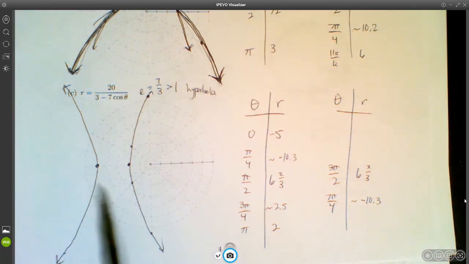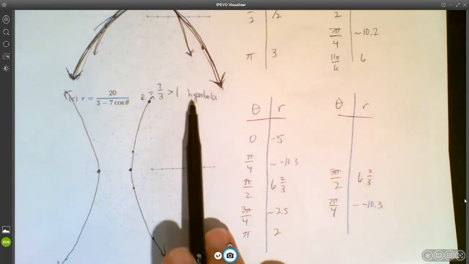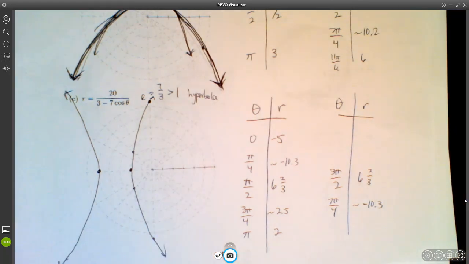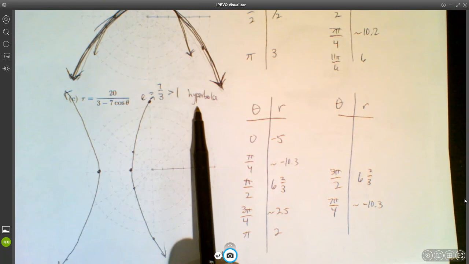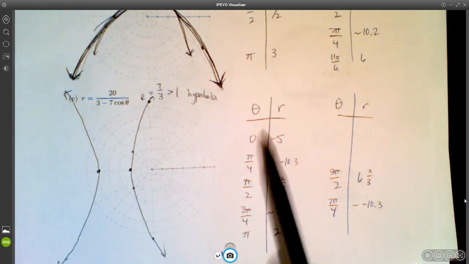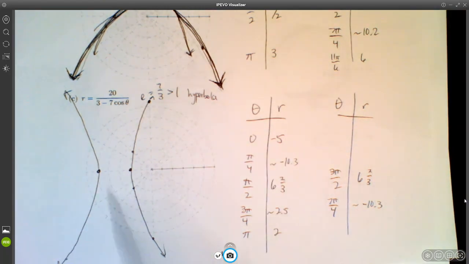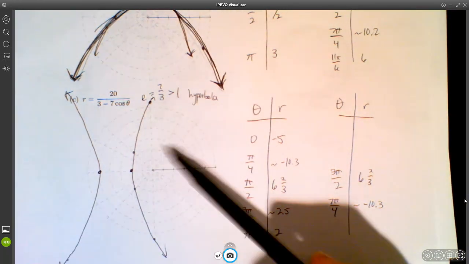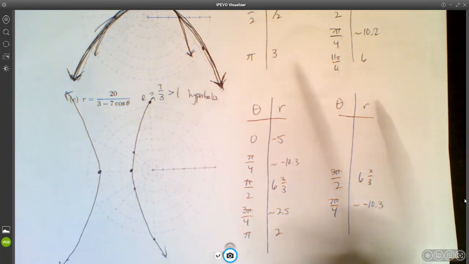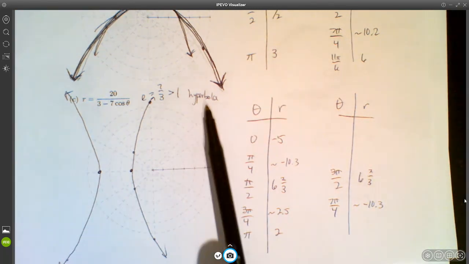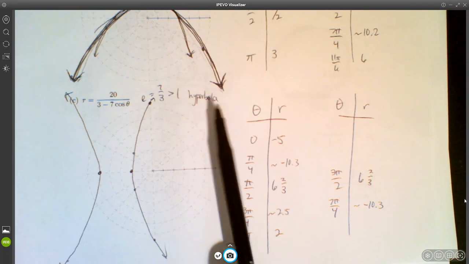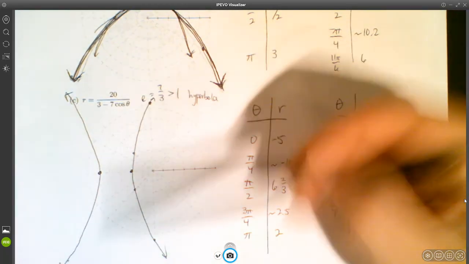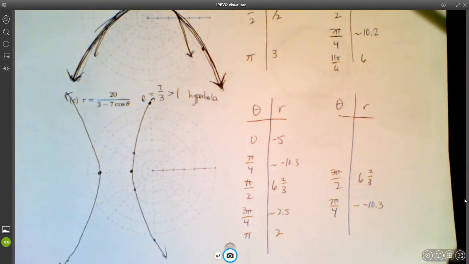This one especially goes to show you why it's useful to know what kind of conic section you're looking at before you go to graph it. Because if you didn't know that this was a hyperbola, and you just plotted 0, pi over 2, pi, and 3 pi over 2, and you got these 4 points, who knows what that looks like? It could be maybe a limacon with an inner loop. But if you know beforehand that it's a hyperbola, then you can say, oh, I must be missing some information out here, and you can go through and try to find it so that you get a nice looking picture.